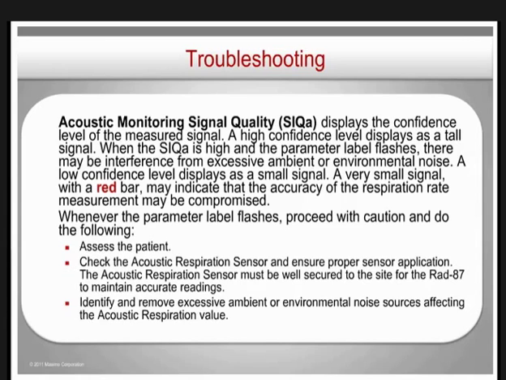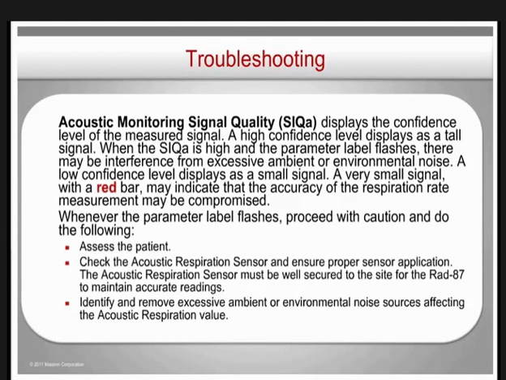A low confidence level displays as a small signal. A very small signal with a red bar may indicate that the accuracy of the respiration rate measurement may be compromised. Low SIQA and flashing RRa parameters indicate a low confidence in the RRa value. This may occur during patient activity such as talking. Whenever the parameter label flashes, proceed with caution and do the following.